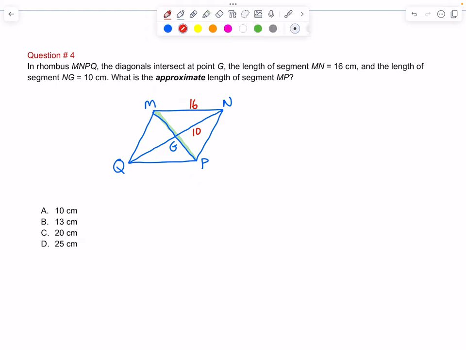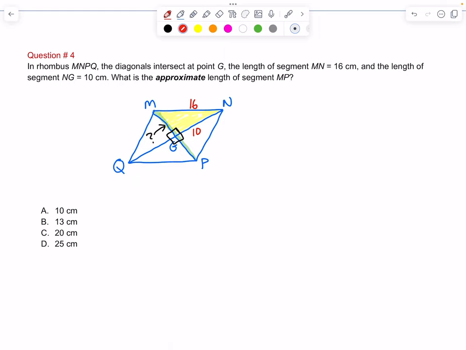So what we know about rhombuses, one of their properties, is that they have diagonals that are perpendicular to one another. So in the middle here, all of these angles in the middle are always 90 degrees. And that helps because that creates a right triangle with a hypotenuse of 16 and a leg of 10. And then we're able to figure out the MG, the length of MG. And once we know what that is, we can figure out the whole diagonal because we can just double it.